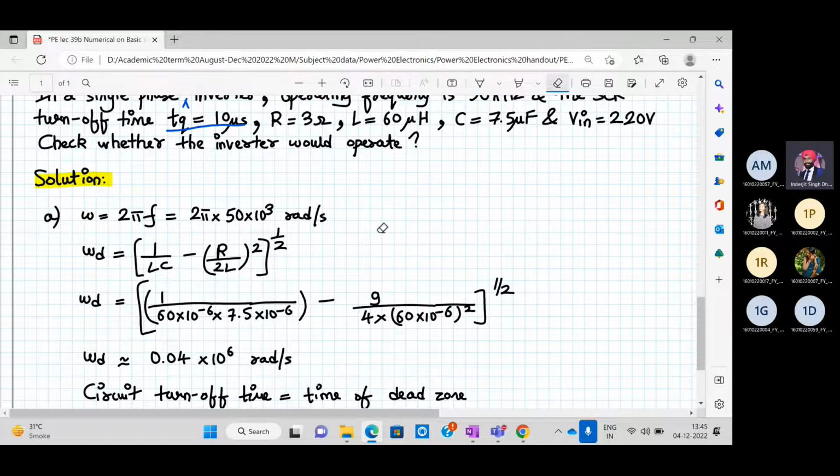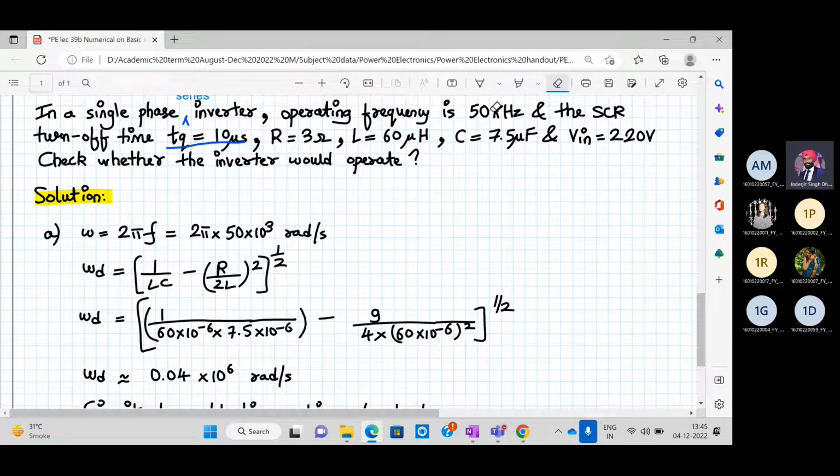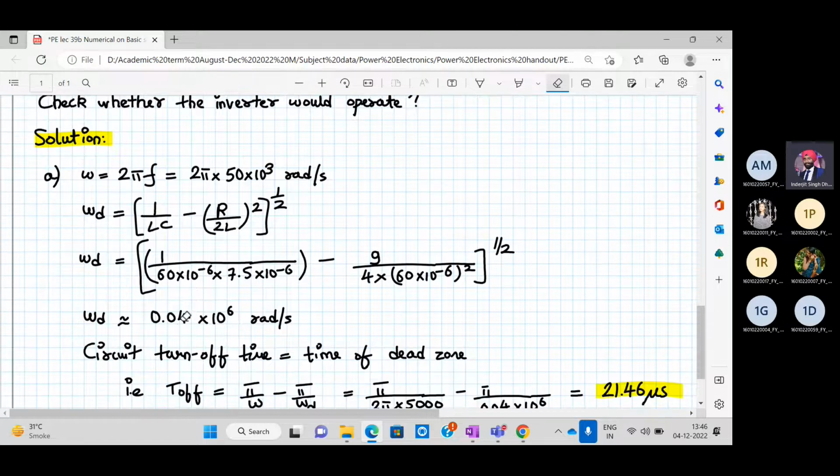For this, we have to calculate the value of omega d. So frequency is given as 50 kilohertz, so omega will be 2 pi f, 2 pi into 50 kilohertz, that is 50 k radians per second. The omega d formula is the square root of 1 upon LC minus R upon 2L the whole squared, raised to half. So substitute the values of L, C and R, and you will get omega d close to 0.04 into 10 raised to 6 radians per second. You can check it out later on.